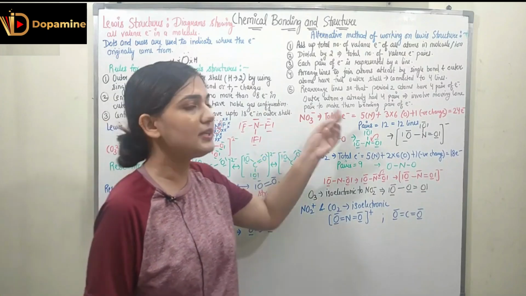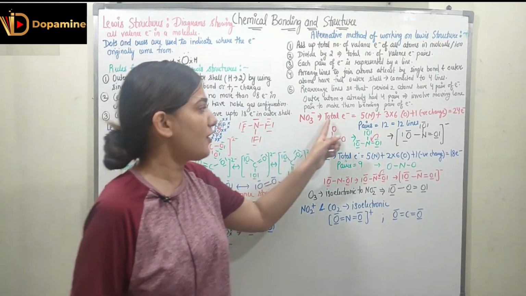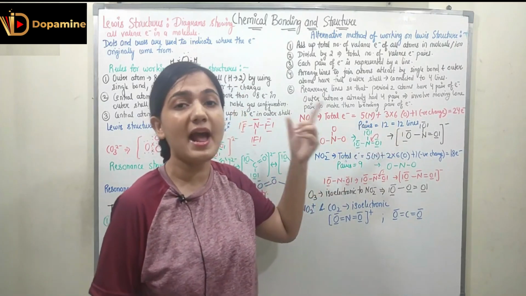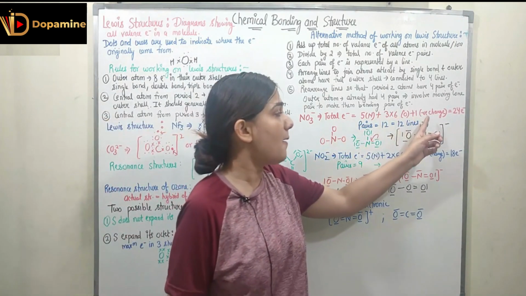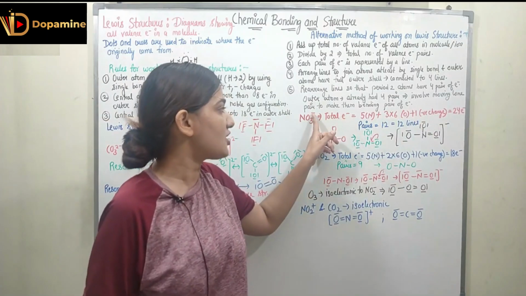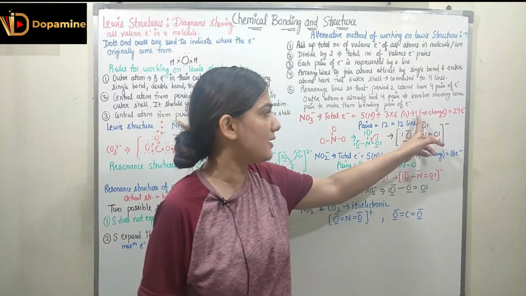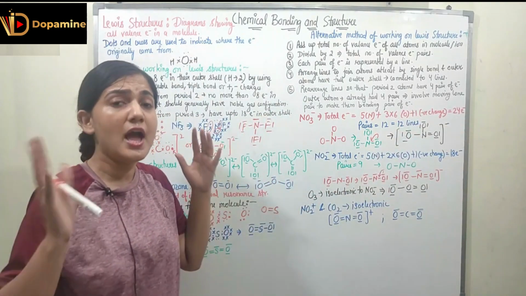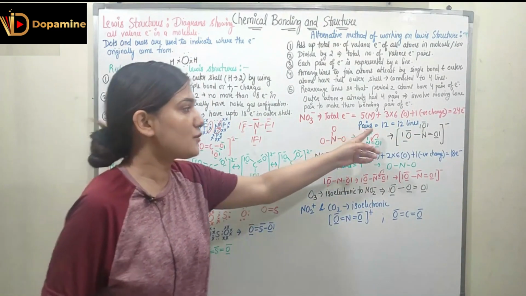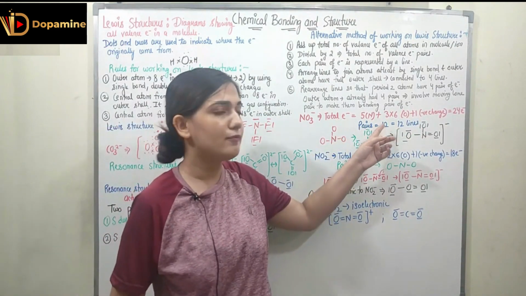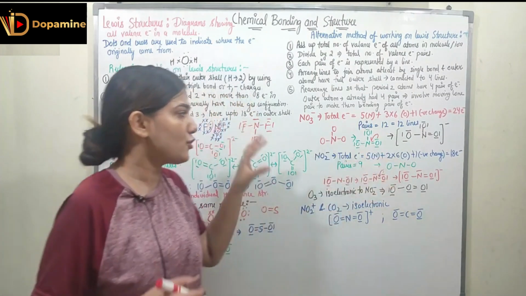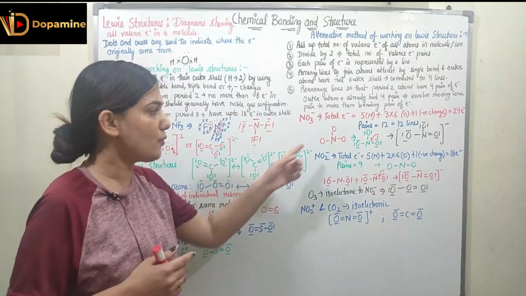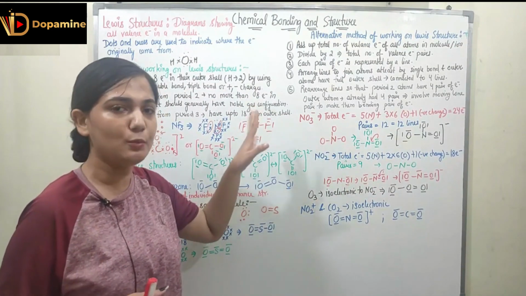NO3 negative. In the NO3 negative, the valence electrons for nitrogen is 5, for oxygen it is 6, but there we have 3 oxygens, so 6 into 3, plus, because of the negative charge, 1 extra electron. So in total we have 24 electrons. How many electron pairs would there be? 24 divided by 2, we have 12 pairs or 12 lines. So we have 4 atoms over here, N and 3 O. So at least we have to connect all of them with 1 line.